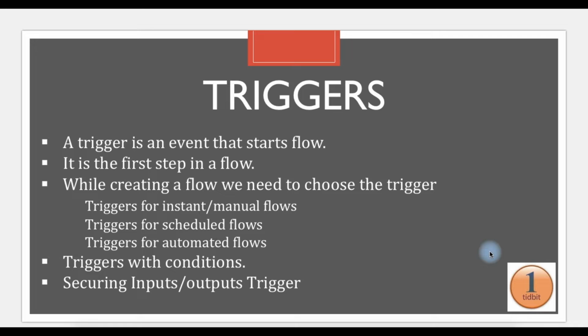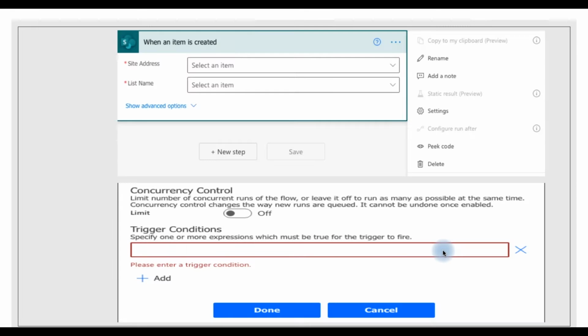Okay, let's see some of these. So this is a SharePoint trigger, when an item is created. You can see here, if you click these three dots, you can see settings, peek code, delete, etc. The peek code is for JSON. In settings, we can have options like this. One of the options is concurrency control. This will limit the number of concurrent runs of the flow, or leave it off to run as many as possible at the same time. This is helpful in approval workflows.